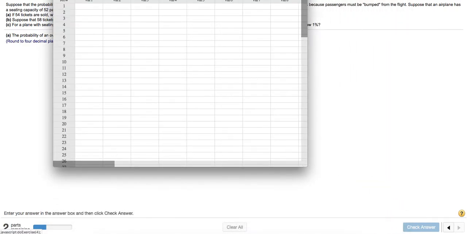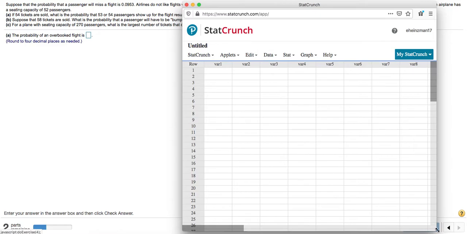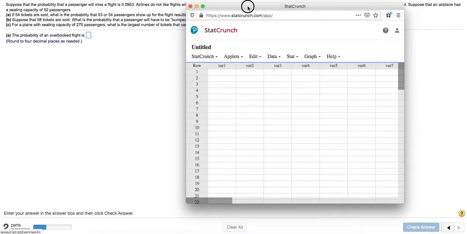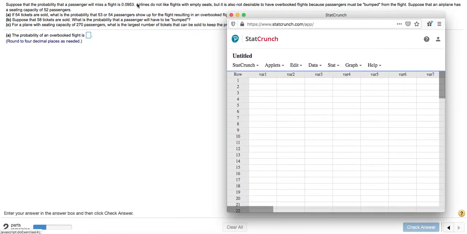All right, so I'll bring this down here. Just as a reference, I'm going to enter in this probability in place of this spot. So that's 0.0953. And that's the probability that somebody will miss a flight. And directly below that, I'm going to put in the probability that somebody makes it to a flight, which is going to be 1 minus the number that appears here.